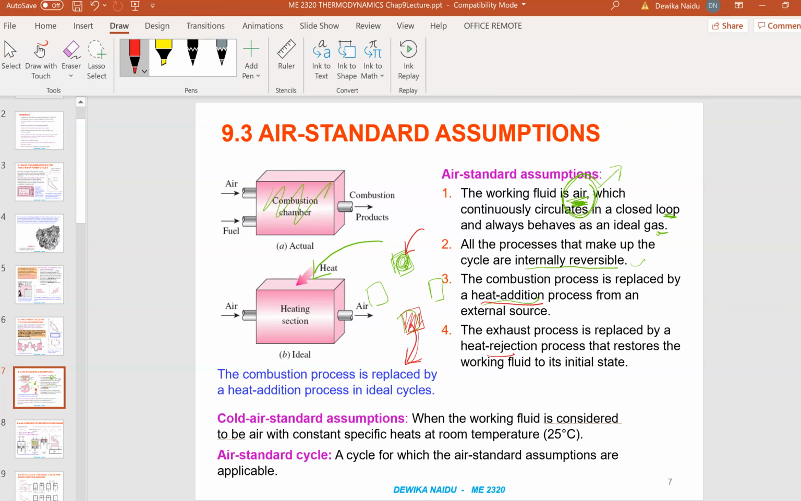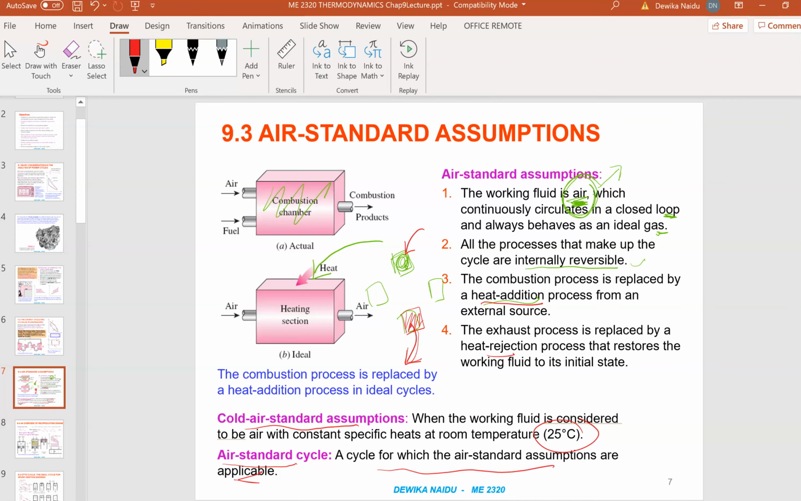Next would be the cold air standard assumption. So the working fluid is considered to be air at a constant temperature of 25 degrees C. In real life, of course, it's not 25 degrees C, it's much higher. Next would be air standard cycle. The cycle for air standard assumptions are applicable.